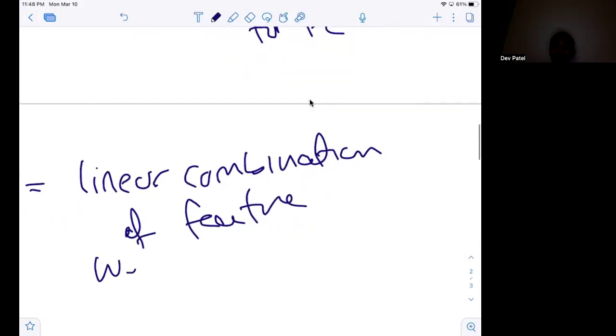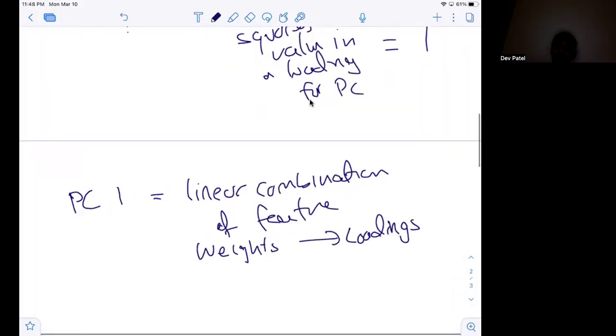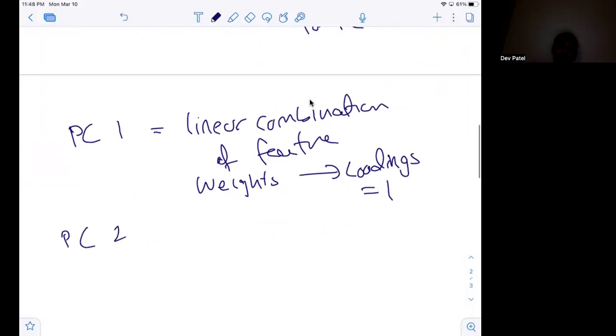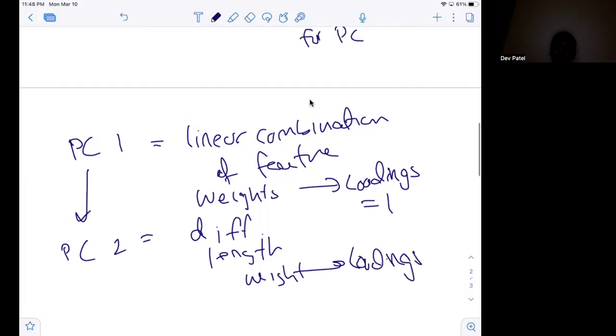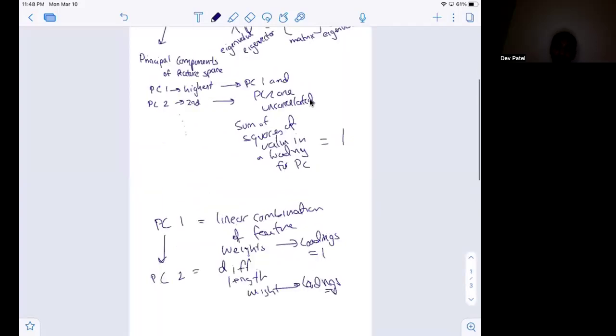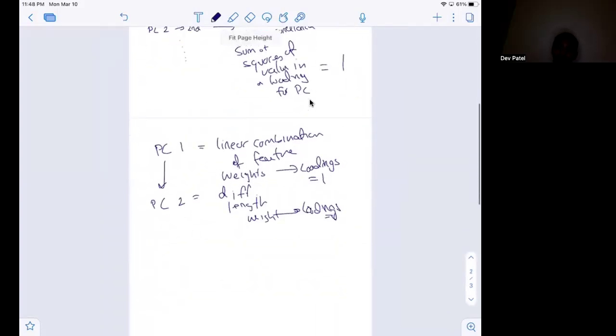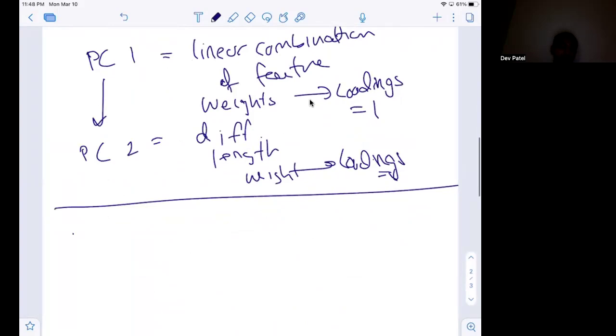Now, the weights in this linear combination are what we call the loadings. And the sum of the squares of these loadings will always equal 1. Same thing with PC2. It is going to be a different linear combination, still independent from PC1, a different linear combination of the feature space where the weights are considered the loadings, and the sum of the squares of those loadings is equal to 1. And so that is PCA in a nutshell.